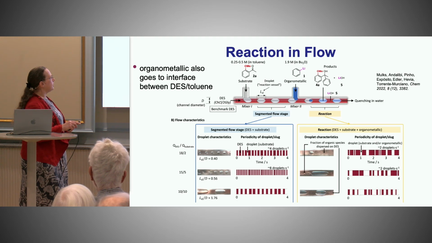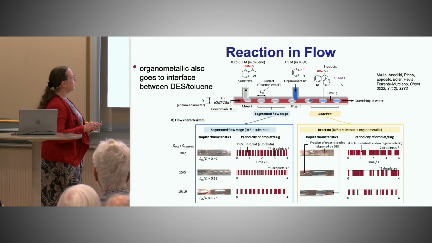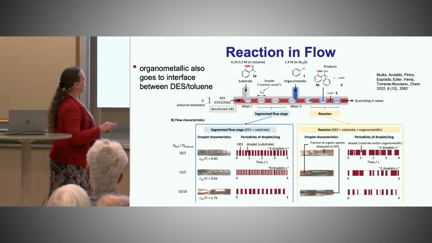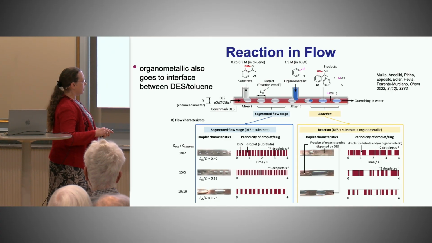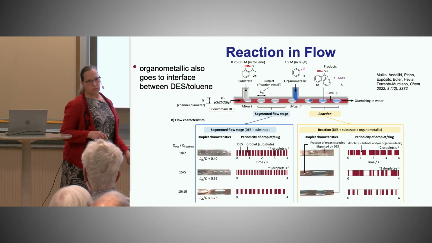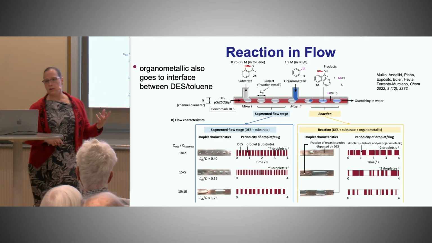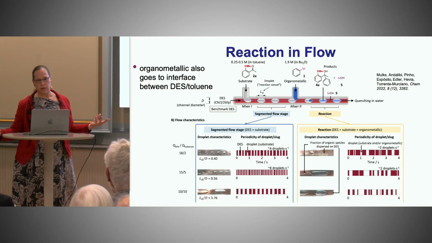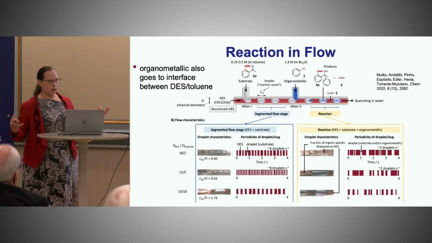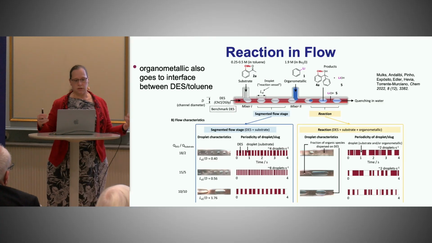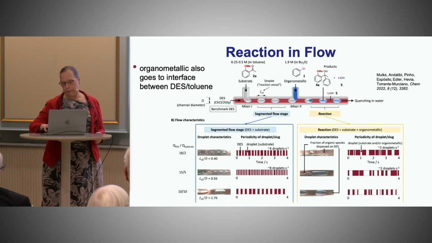And when we add our organometallic phase here, it actually goes into the toluene phase, but then it reacts rapidly, and as it does that, it breaks up our droplets, again showing that it's gone to the interface. It's basically emulsifying the whole system for us and is acting as a surfactant in these droplets.